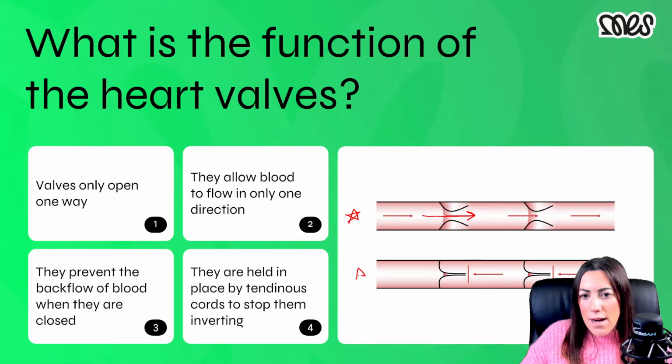In this diagram, the valves have snapped shut. So when they're closed, we say that they prevent the backflow of blood. They stop blood going backwards, which obviously you wouldn't want to happen in your heart. You wouldn't want it to fall back into your ventricles or go back into your atria. You only want it to go one way. So we say that the job of the valves is to make sure blood only flows in one direction, and when they close, it will stop the blood going backwards.